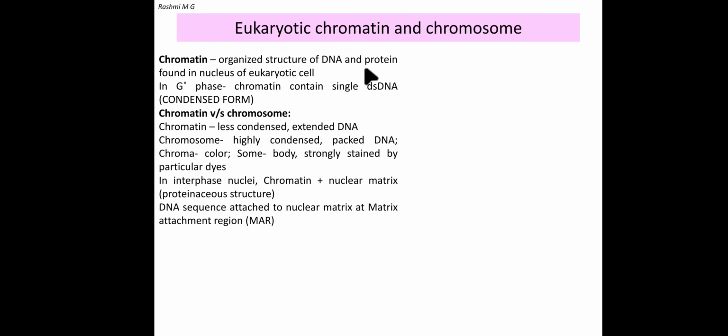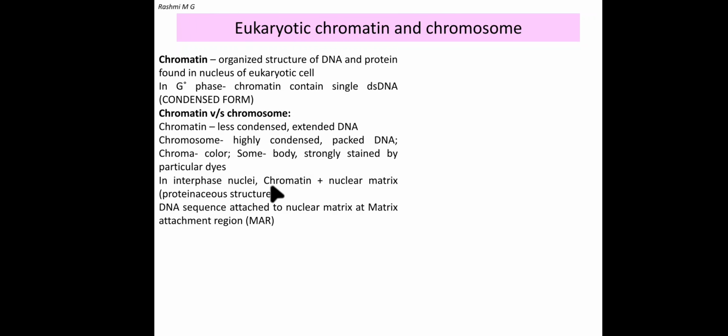Chromatin is an organized structure of DNA and protein found in the nucleus of a eukaryotic cell, and chromosome is highly condensed. Chromatin is less condensed. Chromatin is extended DNA. Chromosome is packed DNA. Chroma means color, some means body, strongly stained by particular dyes.